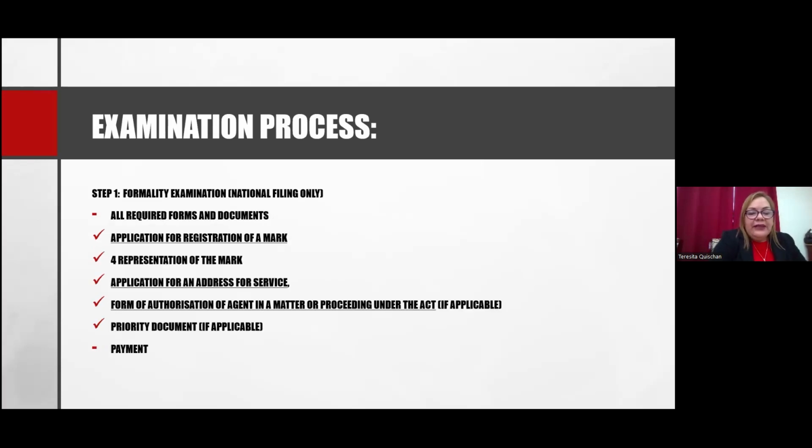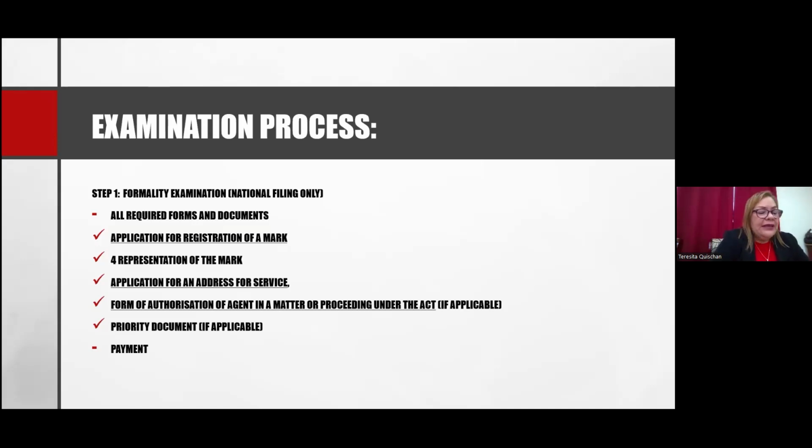Now, in terms of the examination process, when it comes to the national filing, we first conduct a formality check, which focuses strictly on procedural compliance rather than the substantive merits of the mark. At this stage, the examiner verifies that the application has been properly filed in accordance with the Trademark Act and regulations, and that all mandatory forms, documents, and fees have been submitted. An application cannot proceed to substantive examination unless these formal requirements are fully satisfied.